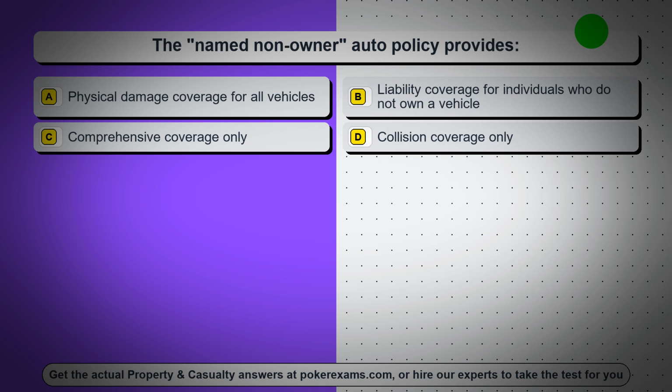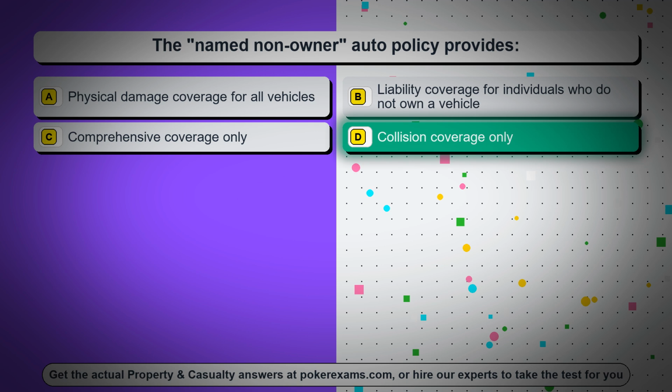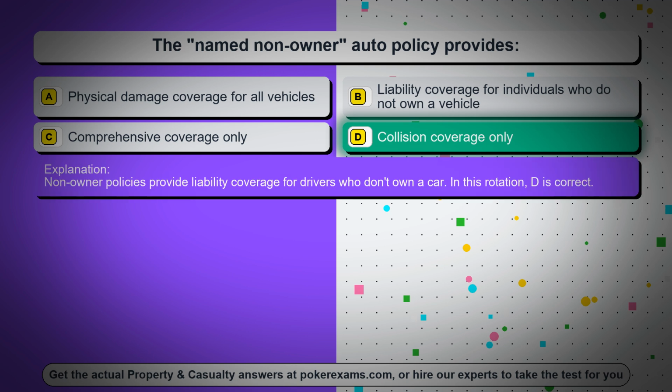Question 96. The named non-owner auto policy provides. Option A, physical damage coverage for all vehicles. Option B, liability coverage for individuals who do not own a vehicle. Option C, comprehensive coverage only. Option D, collision coverage only. The correct answer is option D, collision coverage only. Non-owner policies provide liability coverage for drivers who don't own a car. In this rotation, D is correct.